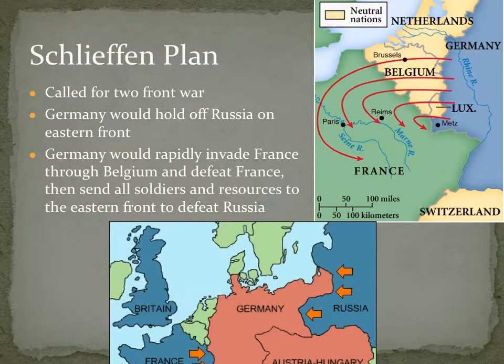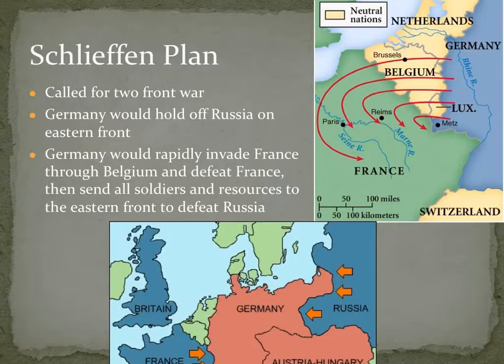So this plan called for a two-front war. Now, it's important to realize that Germany at this point is only at war against Russia, right? They've declared war on Russia because Russia mobilized their troops. And Germany is just assuming that Britain and France are going to quickly enter the war to aid Russia.